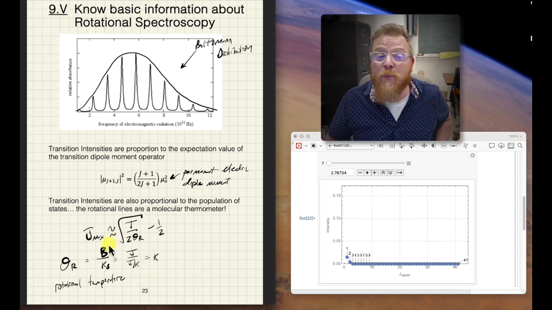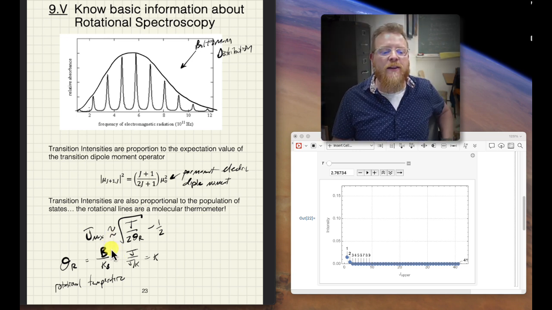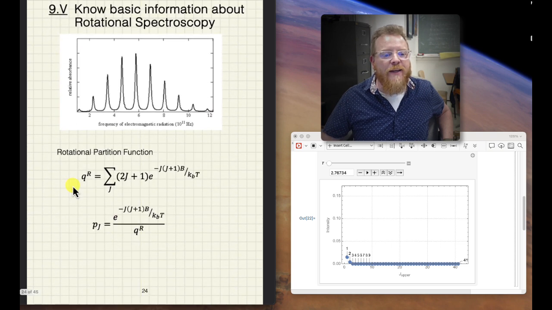So this is a very approximate equation, as noted by the squiggly lines, right? But that will also affect the intensity of our microwave spectrum. So I'm looking at that in a little bit more detail. Recall that we can describe the population of states with the partition function. So this is the rotational partition function.